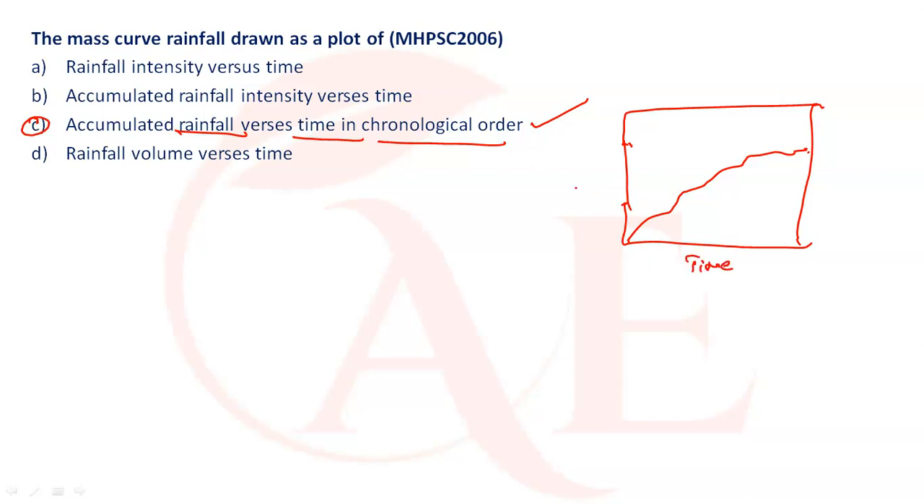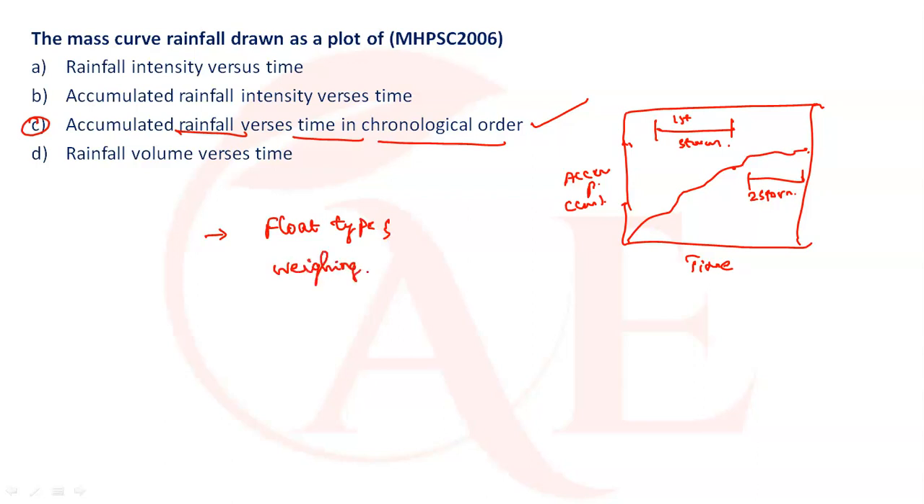Here the axis represents the time, and here the accumulated precipitation, which is in centimeter, so it represents the storm. This point to this point represents the second storm. Rain gauges such as float type and weighing type are of this type. We can use this mass curve, the rainfall plot, for weighing type. This mass curve of rainfall is useful in extracting information such as the duration and magnitude of the storm. So here option C is the correct answer.